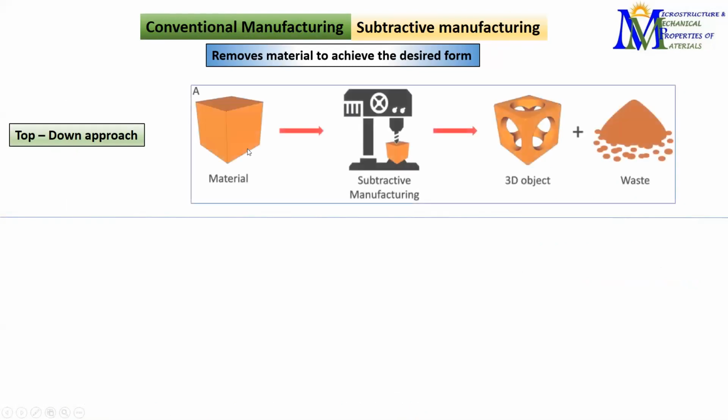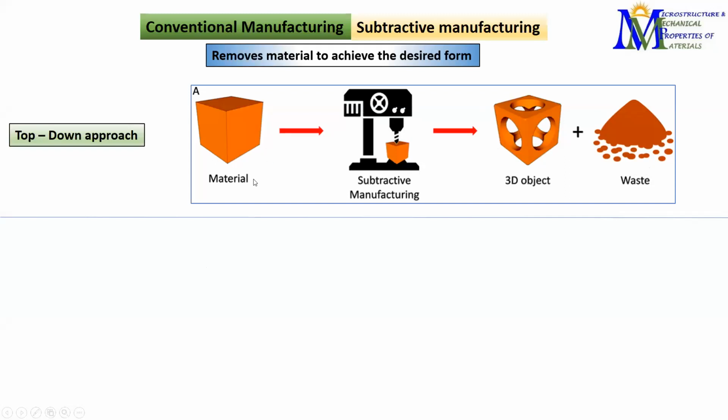top-down approach. So what we have initially is a block. It could be a billet or any other shape, and then we use different kinds of machining operations to give it a final shape. And in turn, we are getting a lot of waste material, okay, or even sometimes more than the material that is used for the shaping.